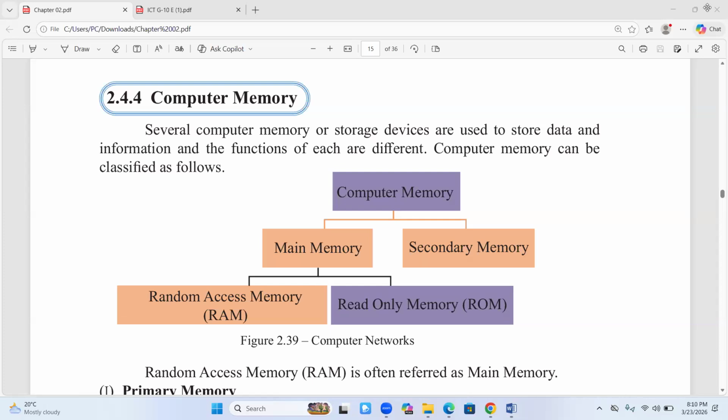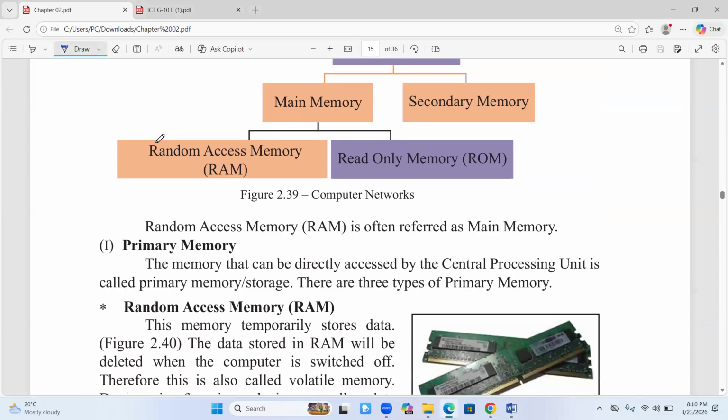So, the memory of a computer, or the storage devices, can be categorized into two types according to the functions of each device. The first one is the main memory of the computer, and the second one is the secondary memory of the computer. Main memory and secondary memory. So in main memory there are three types.